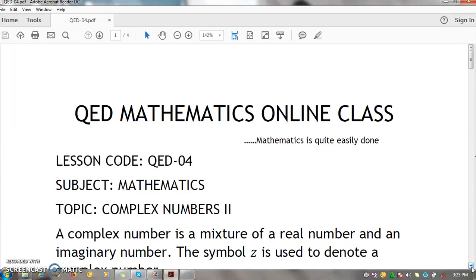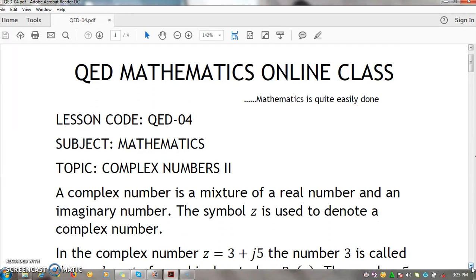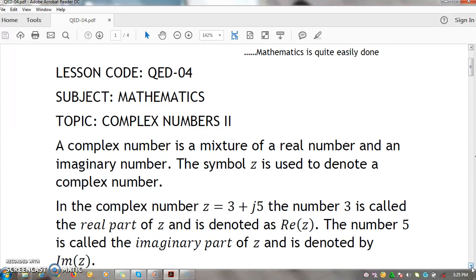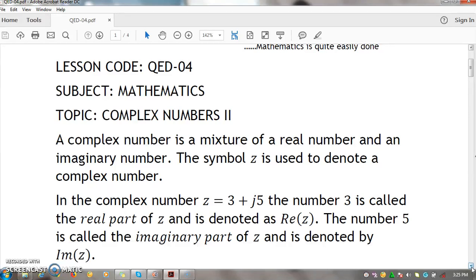This is complex number 2. Today we want to deal with addition and subtraction of complex numbers and also multiplication of complex numbers. First, let's define what complex numbers are. A complex number is a mixture of a whole number and an imaginary number. Use the symbol Z to denote a complex number.